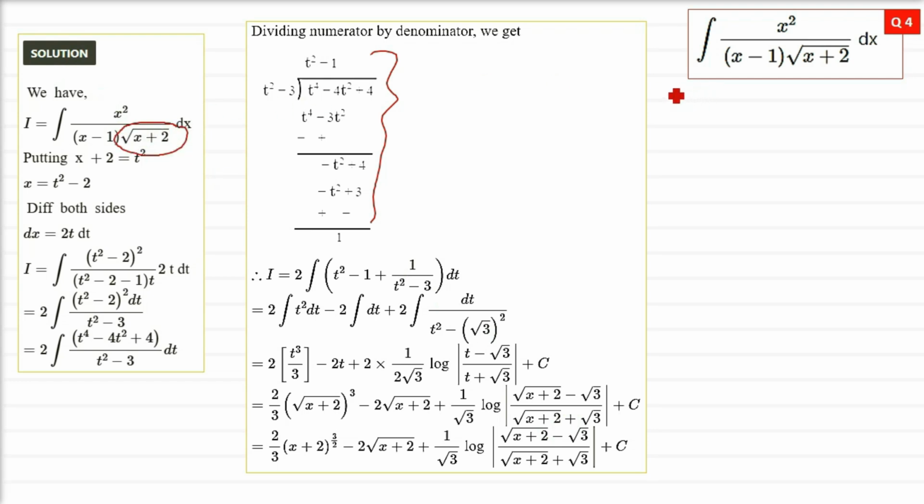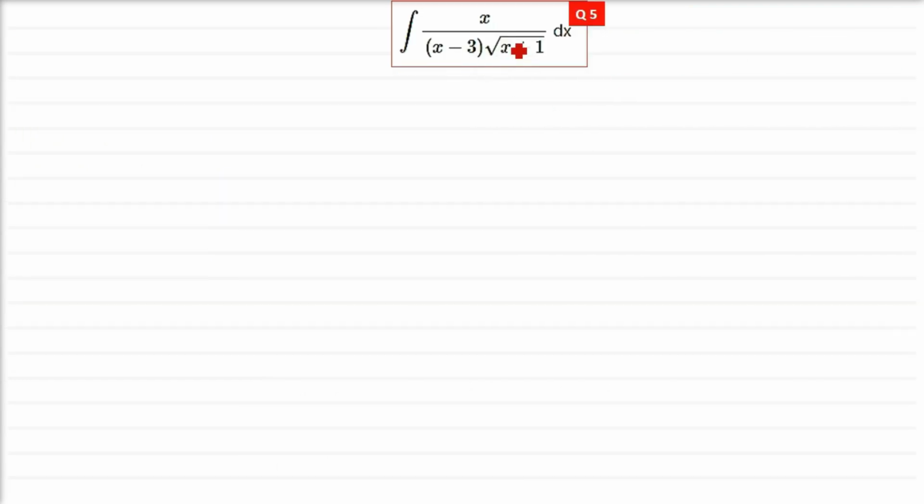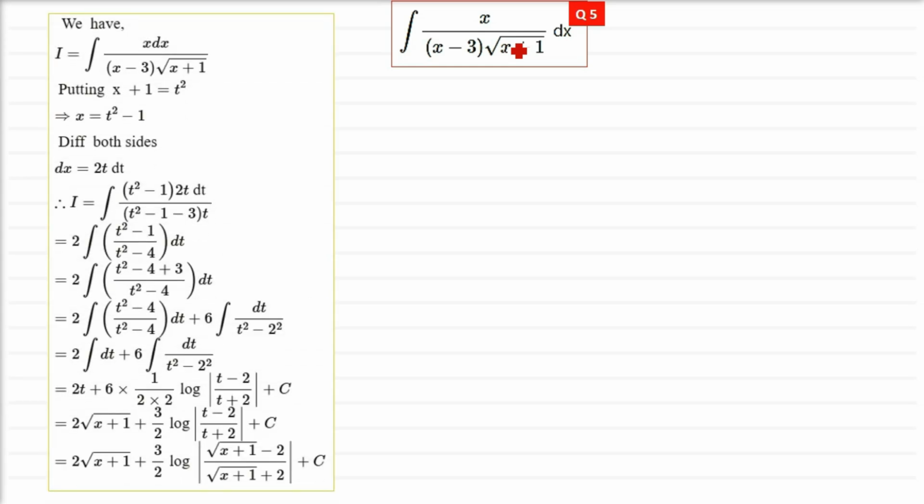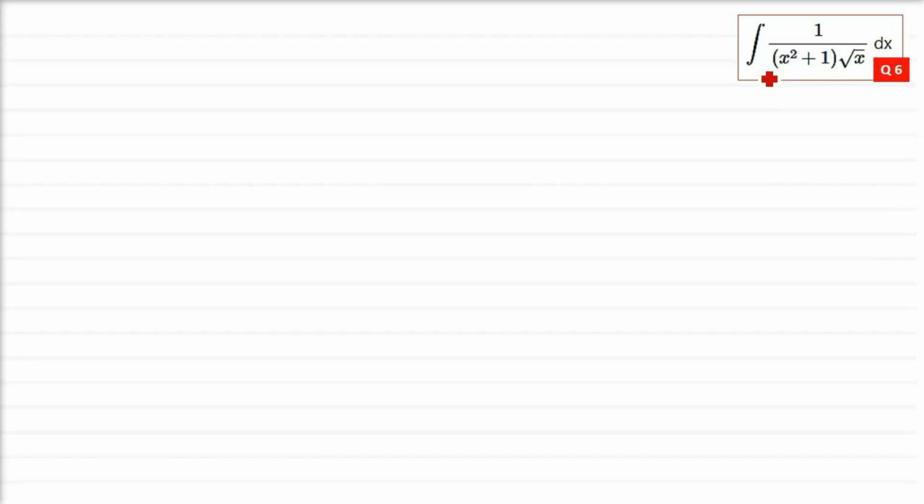Basic idea is to get under root x plus 2 change. Here also same thing. This question also, just take under root x plus 1 as t square and go about. Now these questions which we are doing, this question also falls into that category. But since it seems different, we will apply the same thing here. That is, we have to get rid of this under root. So we'll put t equals to under root x.